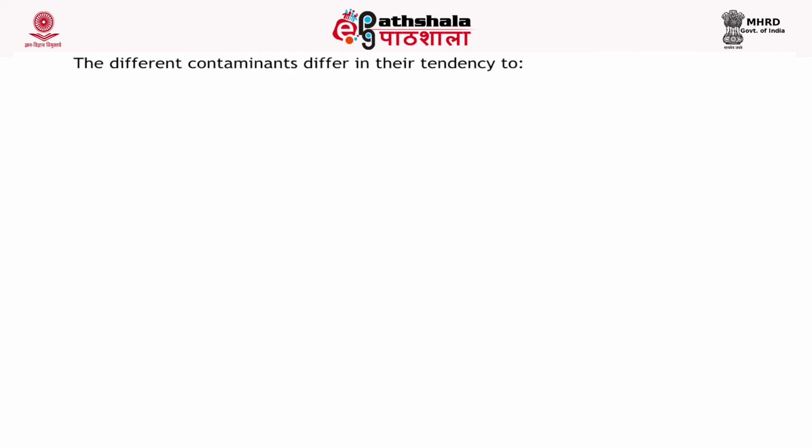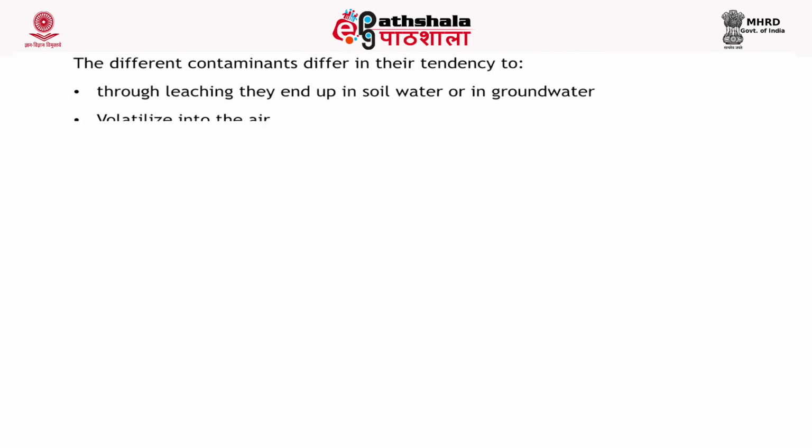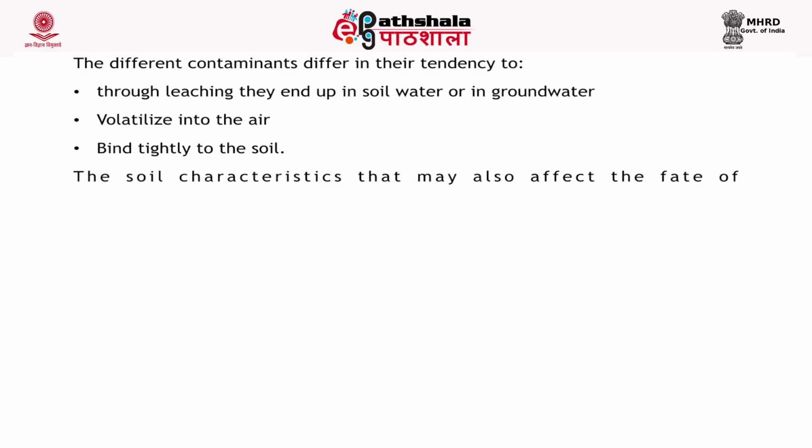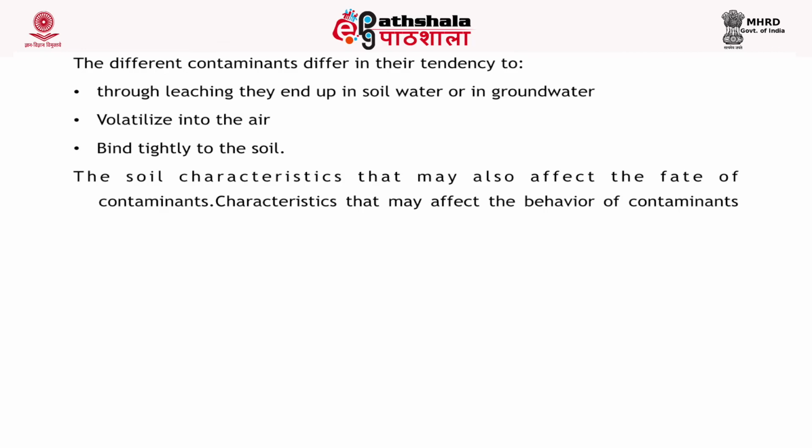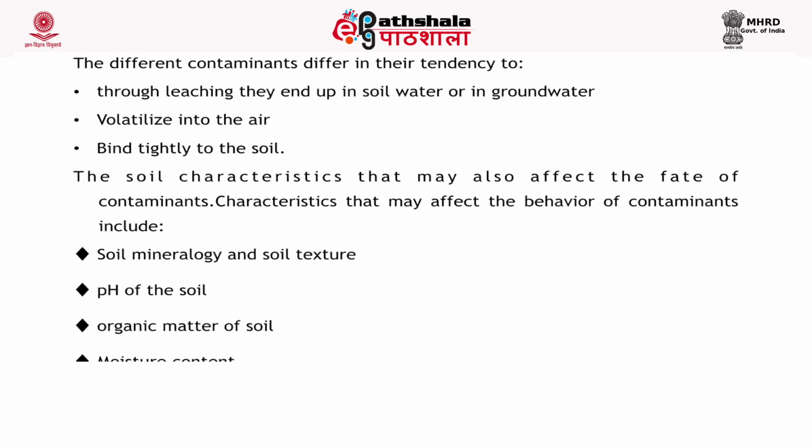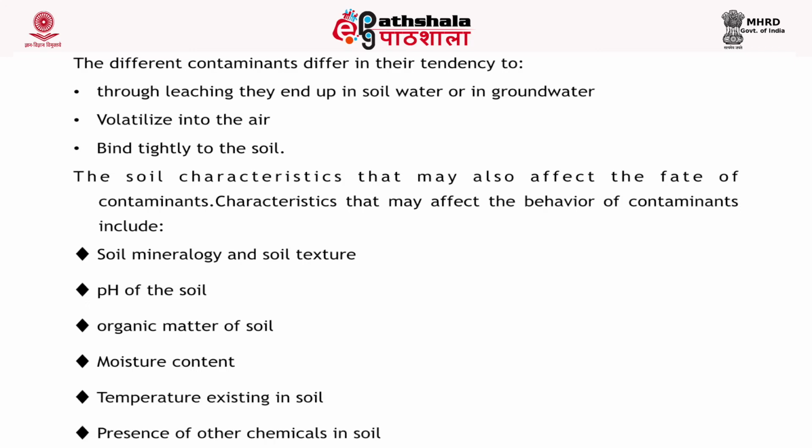Different contaminants differ in their tendency to leach. Through leaching, they end up in soil water or in groundwater, volatilize into the air, or bind tightly to the soil. Soil characteristics may also affect the fate of contaminants. Characteristics that may affect the behavior of contaminants include soil mineralogy and soil texture, pH of the soil, organic matter of the soil, moisture content, temperature existing in the soil and the presence of other chemicals in the soil.